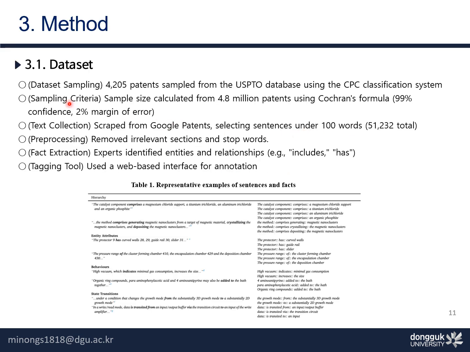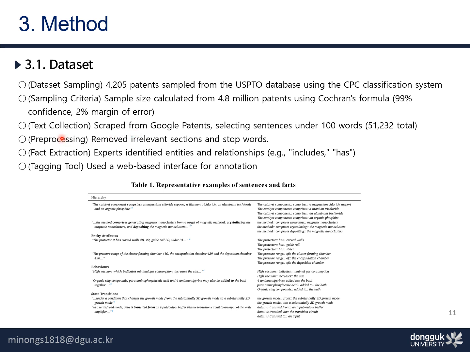Now let's talk about the dataset. The study sampled 4,205 patents from the USPTO, categorized hierarchically according to the CPC classification system. The sample size was determined using Cochran's formula to ensure a 99% confidence level and a 2% margin of error, based on a total of 4.8 million patents.